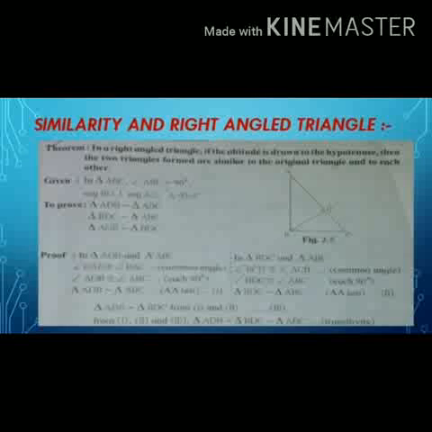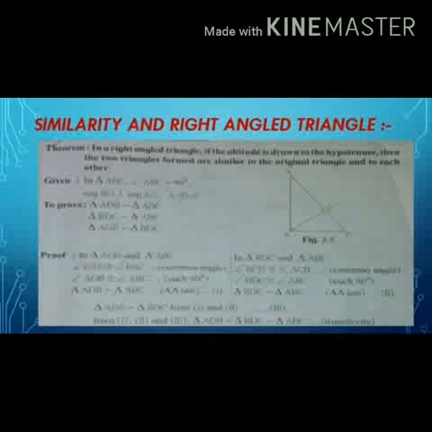How many triangles are formed in this figure? In this figure, the original triangle is ABC and another two triangles are formed, the triangle ABD and triangle BDC. Therefore, we have asked to prove triangle ADB similar to triangle ABC, triangle BDC similar to triangle ABC, and triangle ADB similar to triangle BDC. We can see the proof of this theorem.